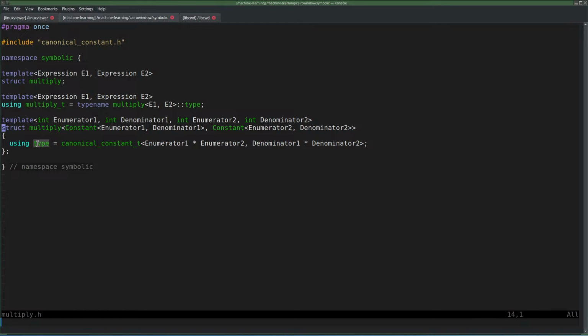Implementation then is that the type becomes, we just multiply the numerators and the denominators, which might then cause a common factor, so we have to run it through canonical constant to make it canonical. But okay, let's say I want to implement doing a multiply, passing a constant and a constant. Not sure if we even want that, but maybe.